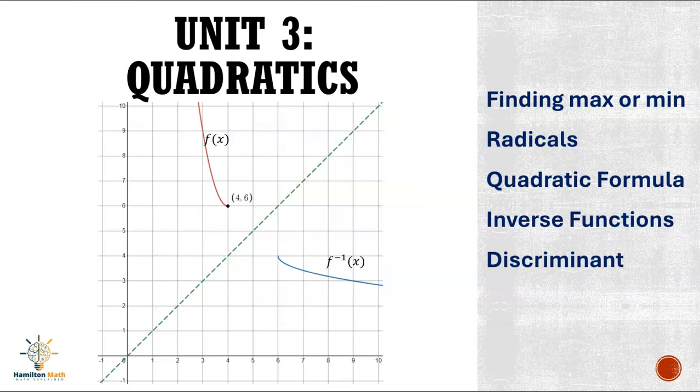Unit 3 is all about quadratics. We're going to find the max or minimum in various forms. We're going to simplify radicals. We're going to solve situations using the quadratic formula. We're going to show and learn how to do inverse functions and the discriminants.